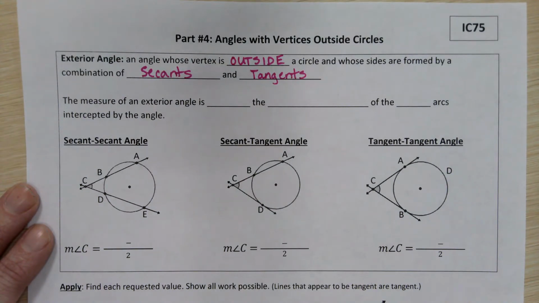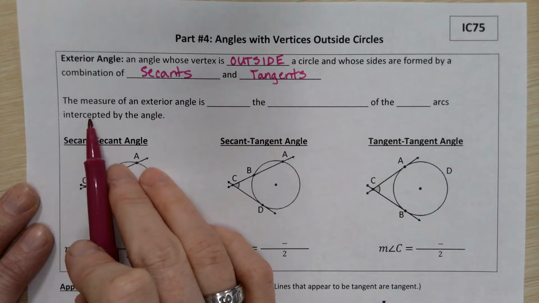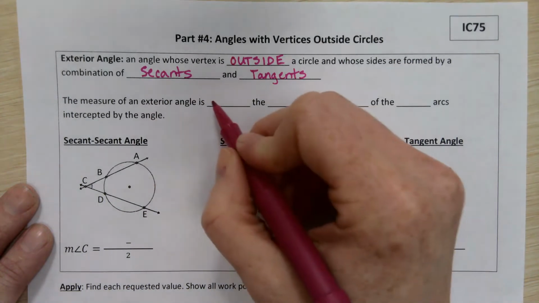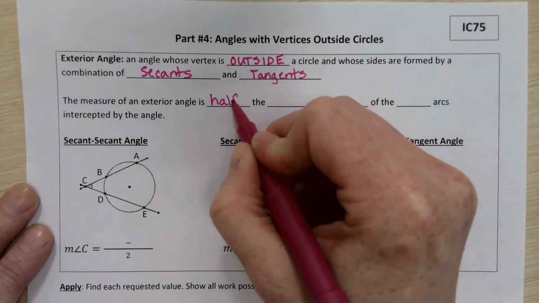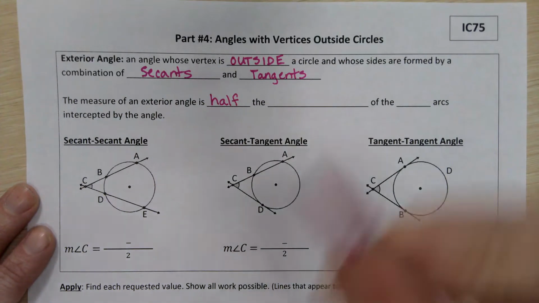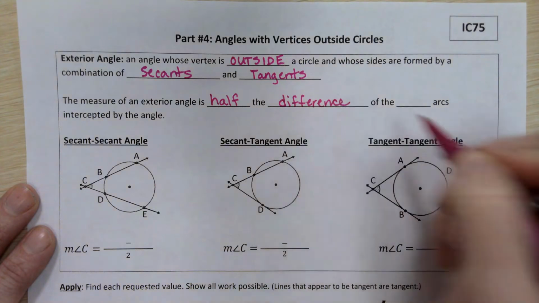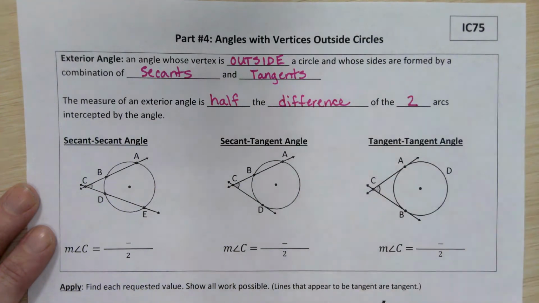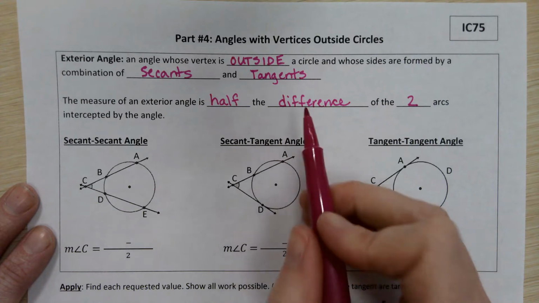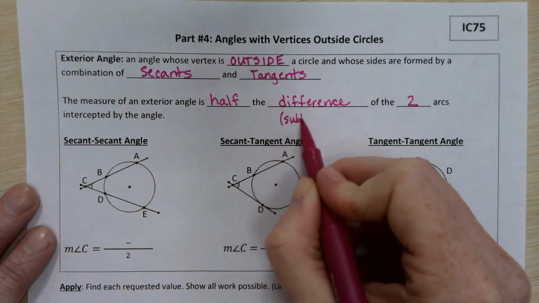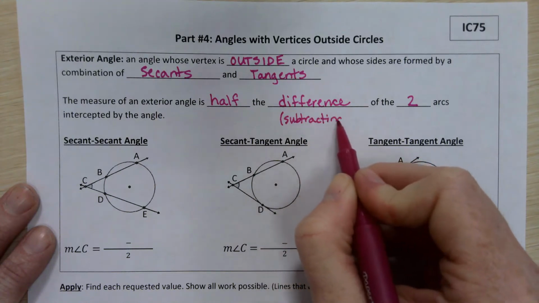When we find the measure of an exterior angle, it's going to be similar to our vertices that are inside with those chord angles, but instead of the measure of the exterior angle being half the sum, like it was previously, it's actually going to be half the difference of the 2 arcs that are intercepted by the angle. So before we were averaging, adding 2 arcs and dividing by 2. Now we're doing a similar process, but we're going to be subtracting, that's what difference means, and dividing by 2.